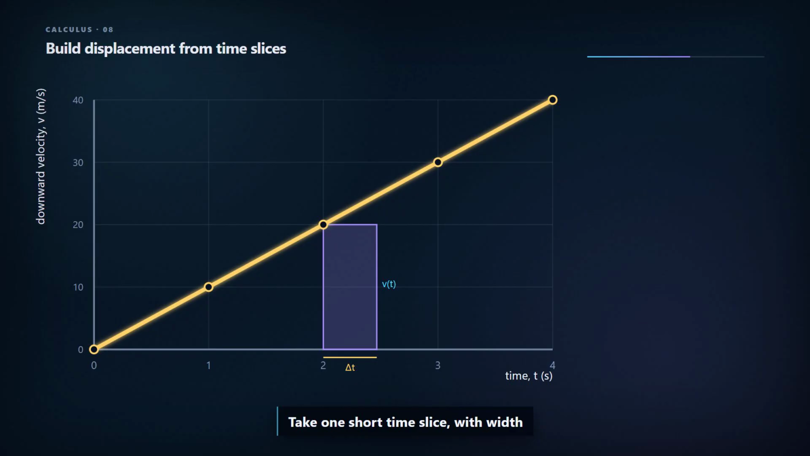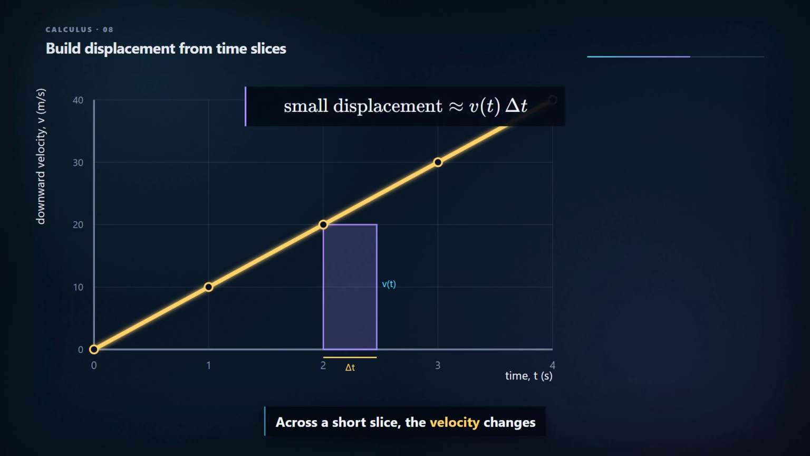Take one short time slice with width delta t. Across a short slice, the velocity changes only a little, so its added displacement is approximately velocity times that time width. Meters per second times seconds leaves meters.